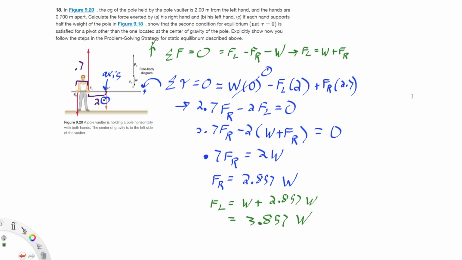So how do I know it's inefficient to hold this bar like this? Because the total force we're exerting, right hand and left hand, is more than 5 times the weight of the pole. Whereas if we had just held it in the middle, we could have exerted a force barely equal to its weight.